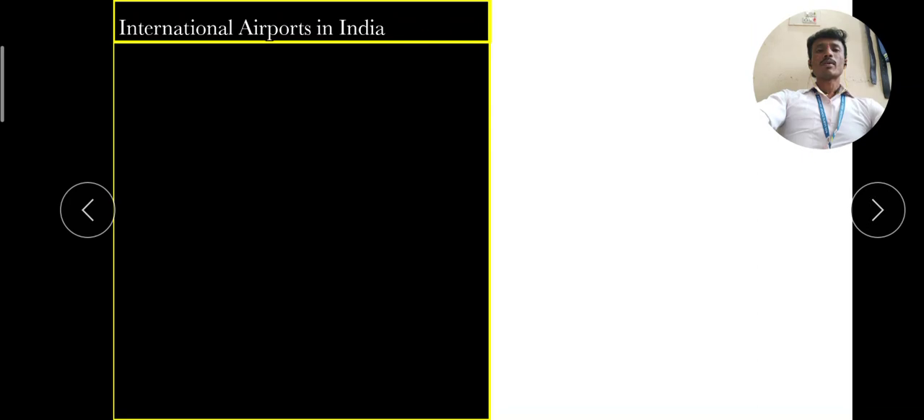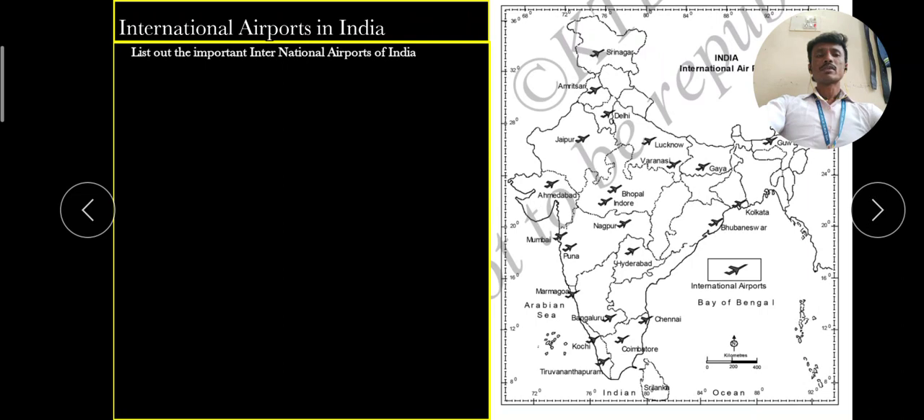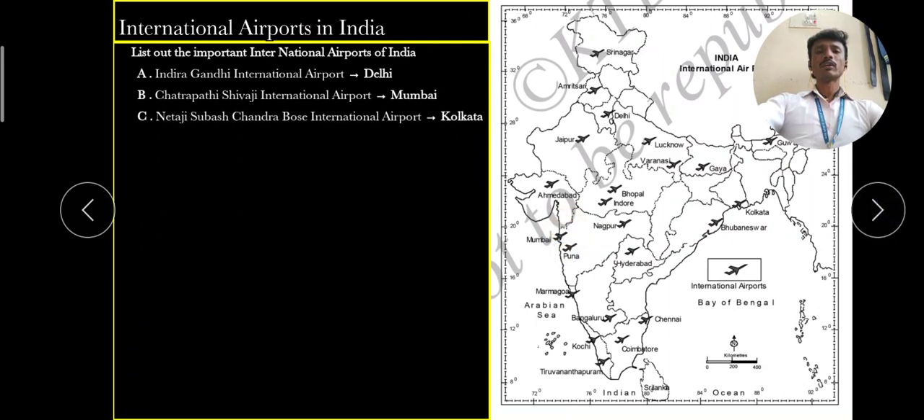Now look at some of the important international airports throughout the Indian country. Based on that, list out the important international airports of India. The first one, Indira Gandhi International Airport, Delhi. Then Chhatrapati Shivaji International Airport, Mumbai.